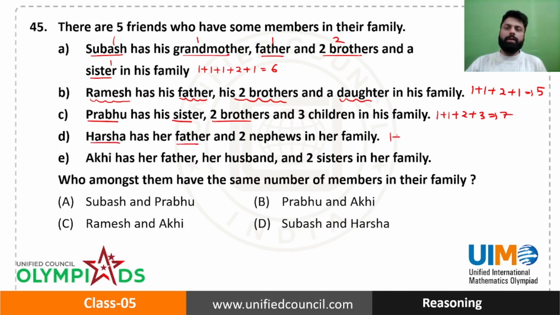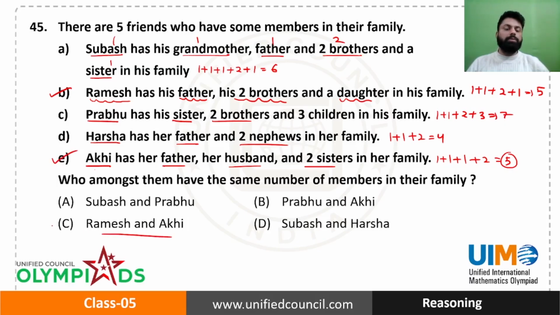Harsha, her father, 1 plus 1, 2 nephew. That is 4. Akhi, her father, 1 plus 1, her husband, 1, 2 sisters. That is 5. So the same is Ramesh and Akhi. That means the option is the correct answer.